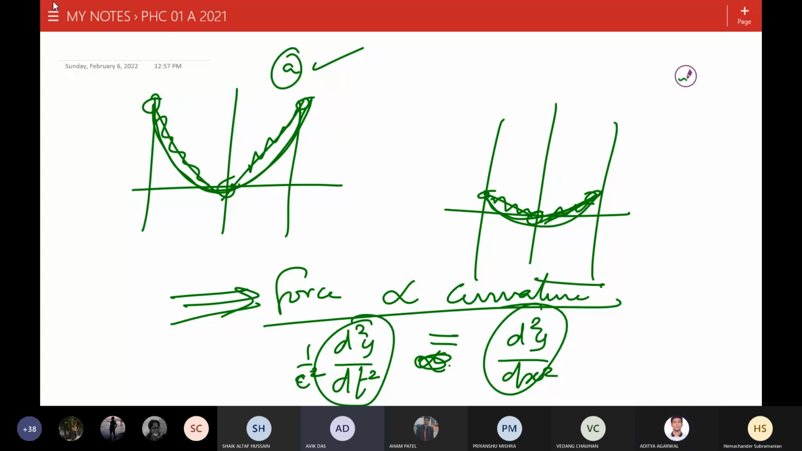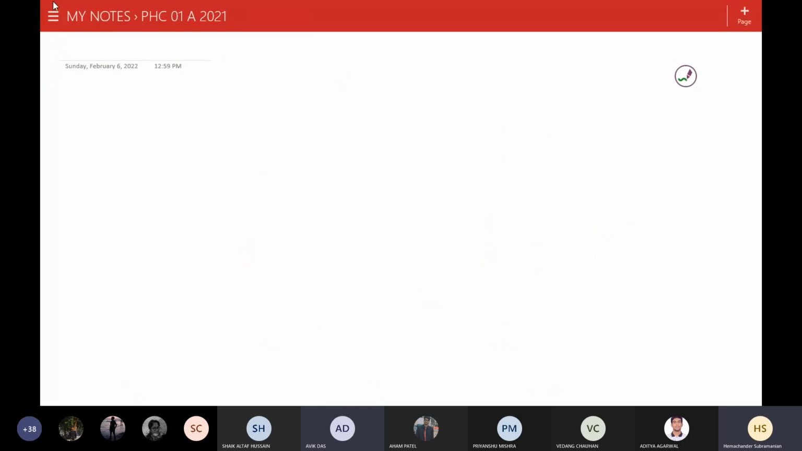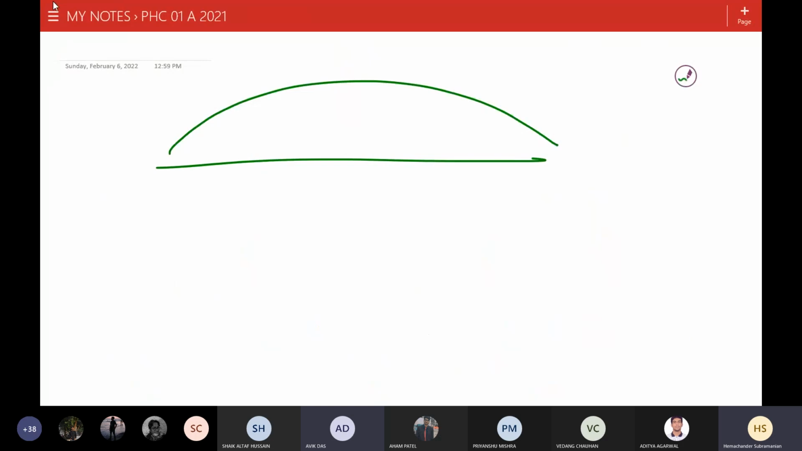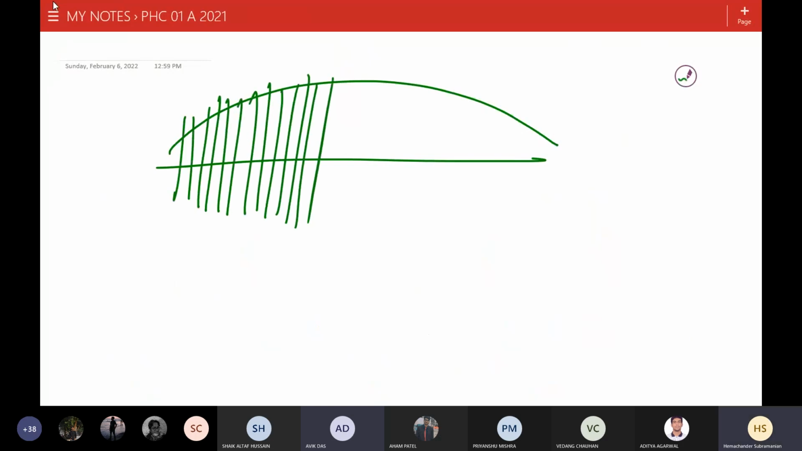So this is the physical, intuitive understanding of what a wave equation is. When there is no curvature, there is no force. Depending upon how curved your particles are, in the continuum limit, the wavelength is much larger than the separation between the particles. The particles are really closely distributed and the wavelength is much larger.